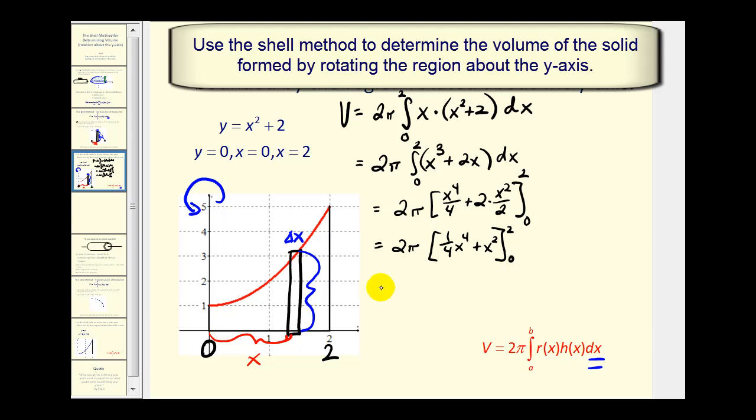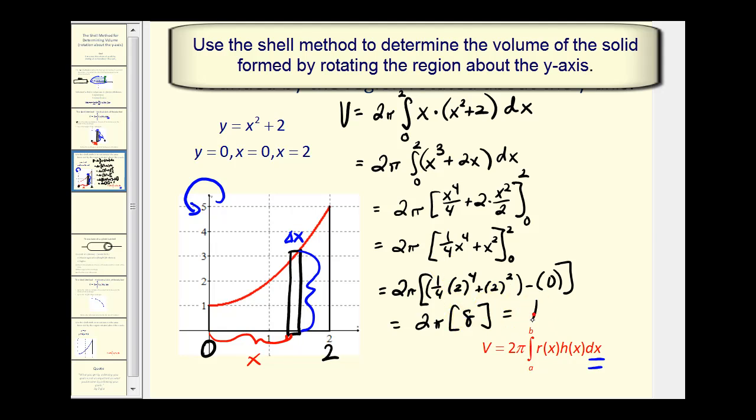Now we'll go ahead and evaluate this at the upper and lower limits of integration. So first we'll replace x with 2. Then when we replace x with 0, both terms would be 0. So we have 2 pi times, this is going to be 4 plus 4, that would be 8. So this volume is going to be equal to 16 pi cubic units.